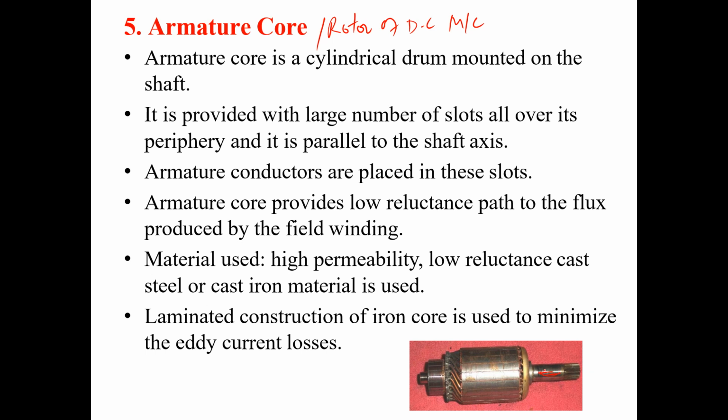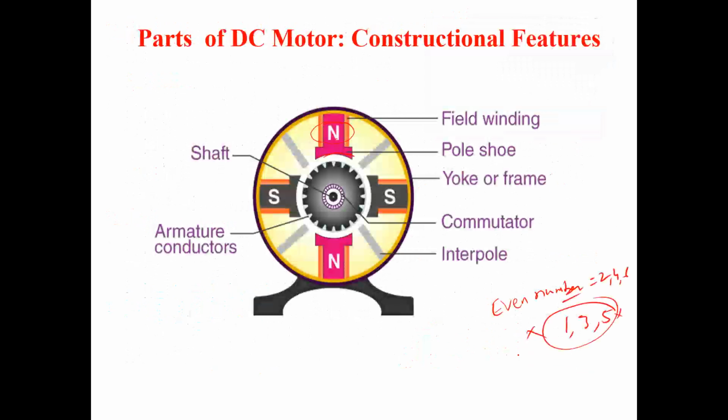It is provided with a large number of slots. That means it has a large number of slots all over its outer periphery, and they are parallel to the axis of the shaft. Armature conductors are placed on these slots. That means on these slots we place the armature conductors.